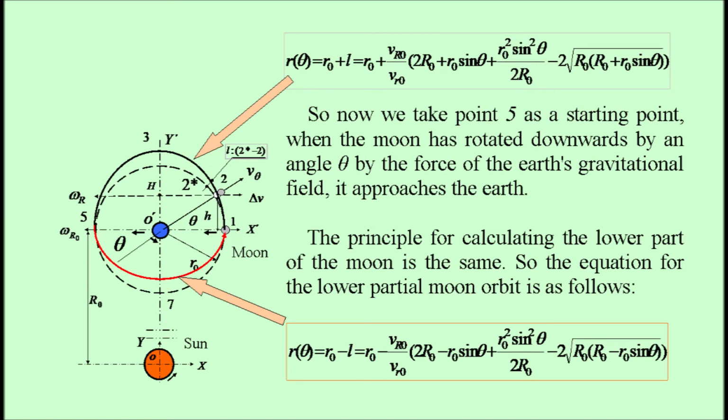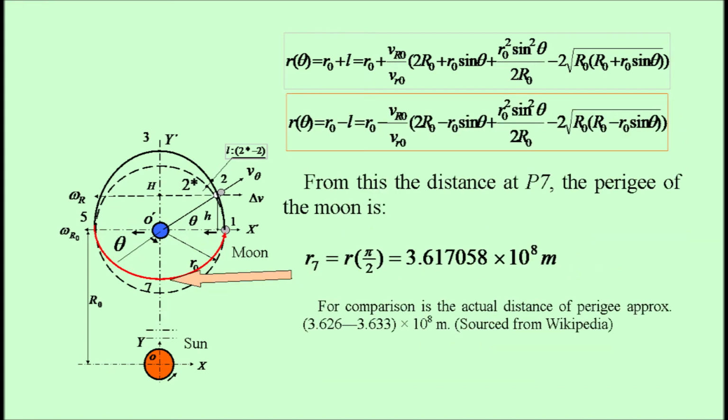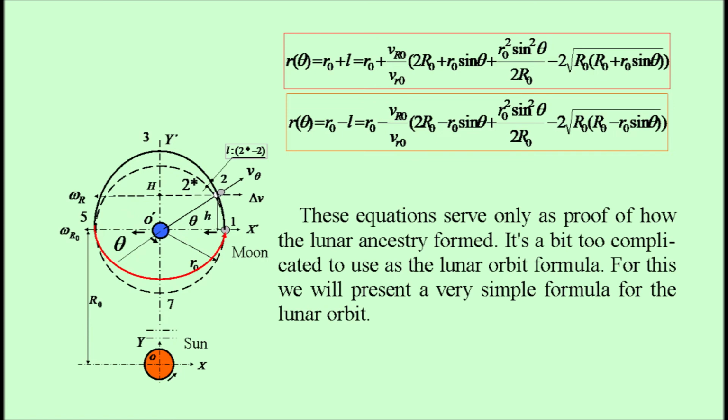The principle for calculating the lower part of the Moon's orbit is the same. So the equation for the lower partial Moon orbit is as follows. From this the distance at P7, the perigee of the Moon, is. These equations serve only as proof of how the lunar orbit is formed. It's a bit too complicated to use as the lunar orbit formula. For this we will present a very simple formula for the lunar orbit.